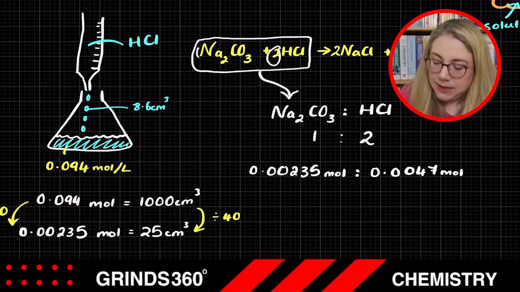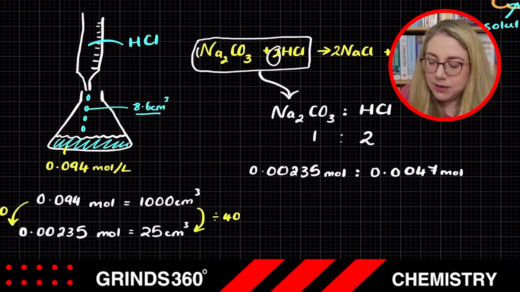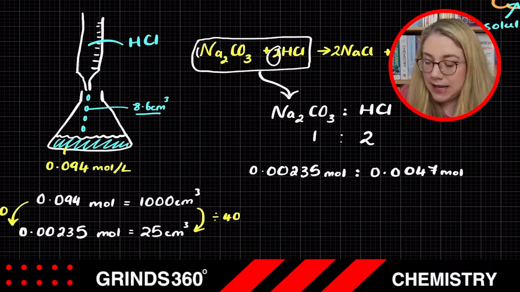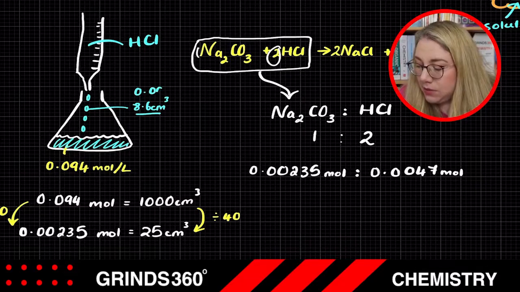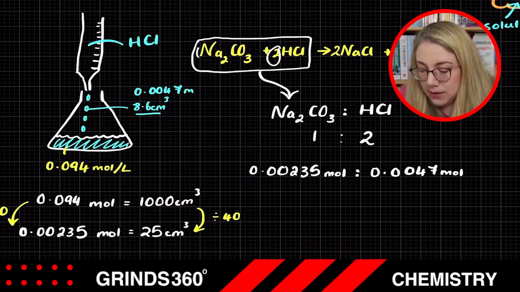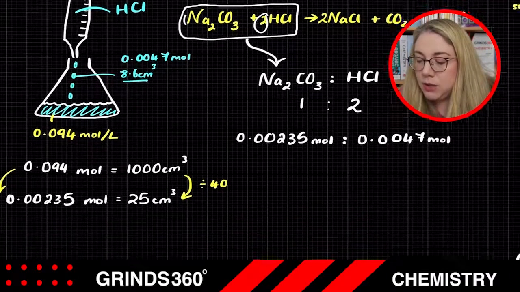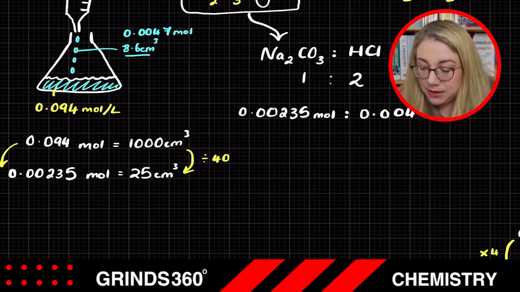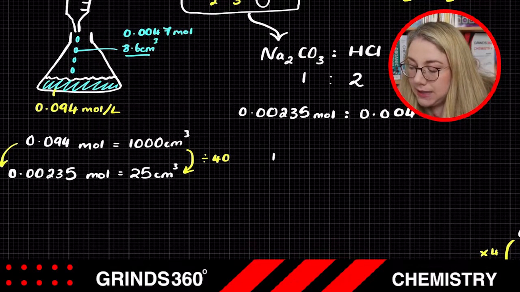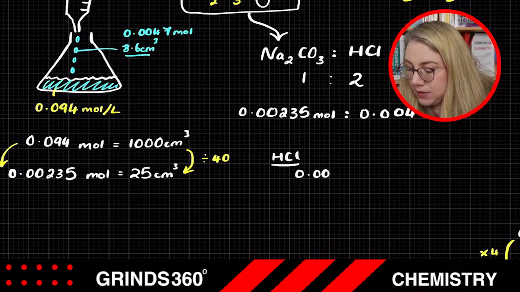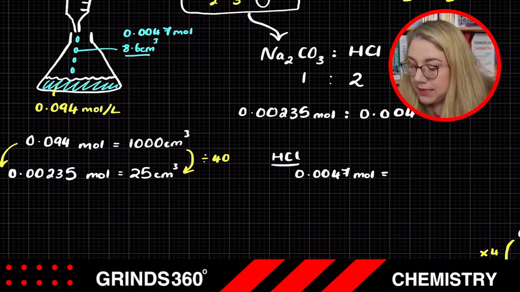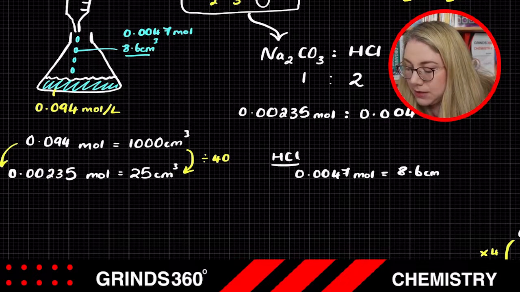Now, what that number tells me is when 8.6 centimeters cubed of HCl is added into the conical flask, inside that 8.6 centimeters cubed, there was 0.0047 moles of HCl. Now you have the ratio of solute to solution because you have the amount of the solute and you have the amount of solution that you added. So for the HCl, your ratio of solute to solution is 0.0047 moles, and the amount of liquid that number of moles was in is 8.6 centimeters cubed.